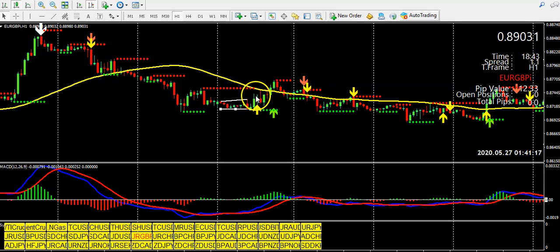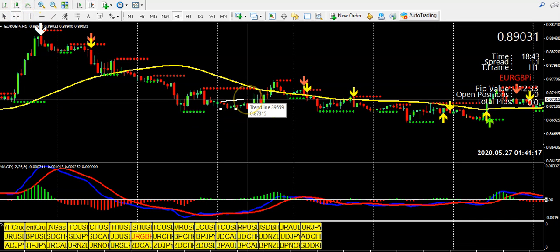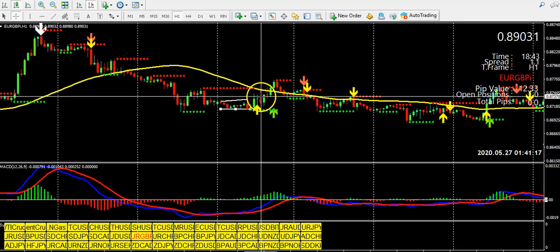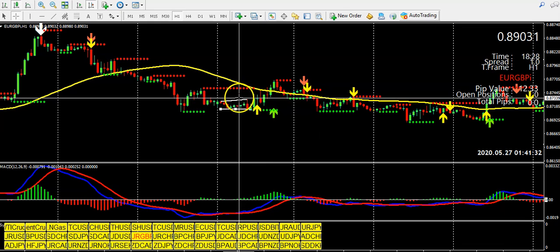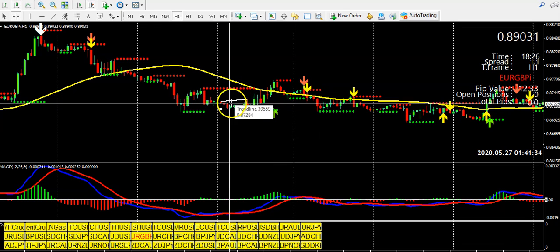And in this case, we did break out. Where did we break out? We broke out bullish, right? This candle, not the wicks, the body must close below or above the trend line.